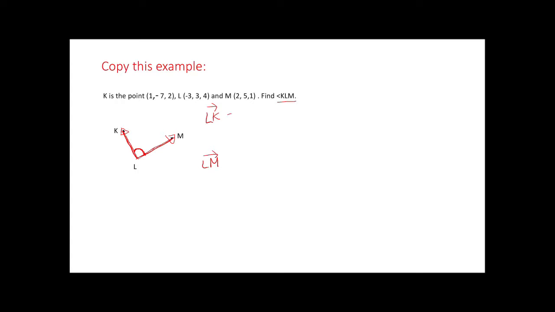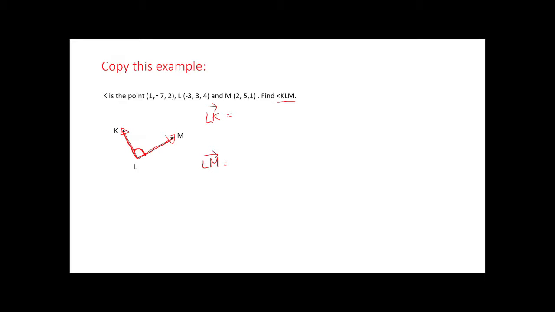Okay. Now, the reason that we're doing this is because our formula has the magnitude of a vector and it has the scalar product of your vectors. Now, you can only do that between two different vectors. Right now, we just have our points. We have to find the vectors of these.